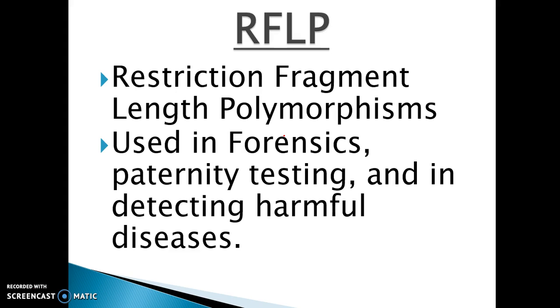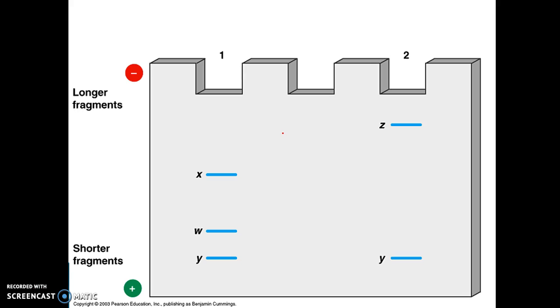Now, what we just did was what we call RFLP. This is restriction fragment length polymorphisms. Okay, that is taking restriction enzymes and taking the DNA and cutting it into fragments. Again, you get the different bandings when you run it on the gel electrophoresis.